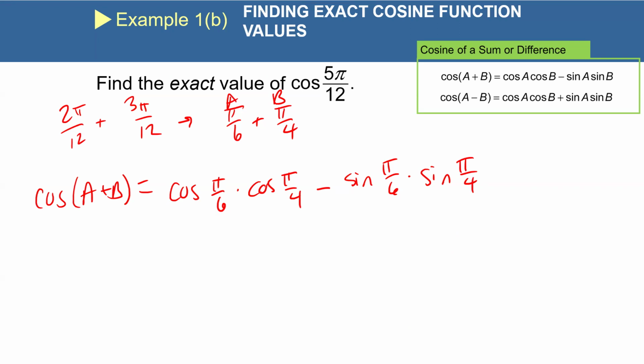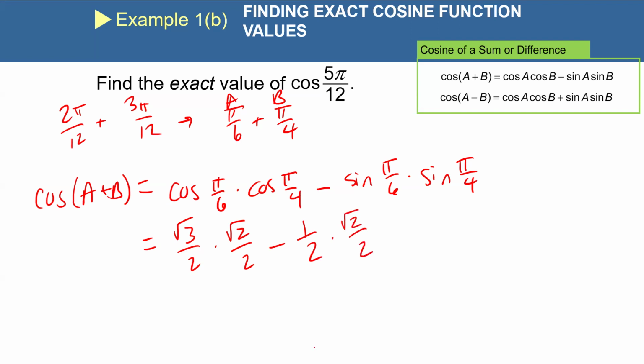We established that our sine and our cosine values are what values of our unit circle? The ordered pair, right? Your x's and your y's. So looking at our ordered pairs, what is the cosine of pi over 6? Square root of 3 over 2. Perfect. What is the cosine of pi over 4? Perfect. Minus what is the sine of pi over 6? And what is the sine of pi over 4?